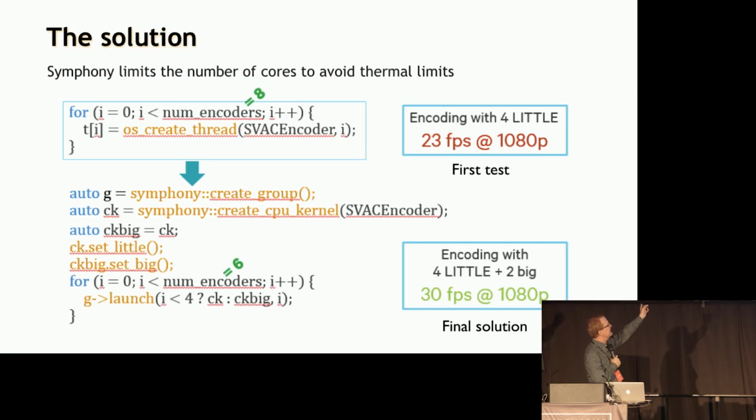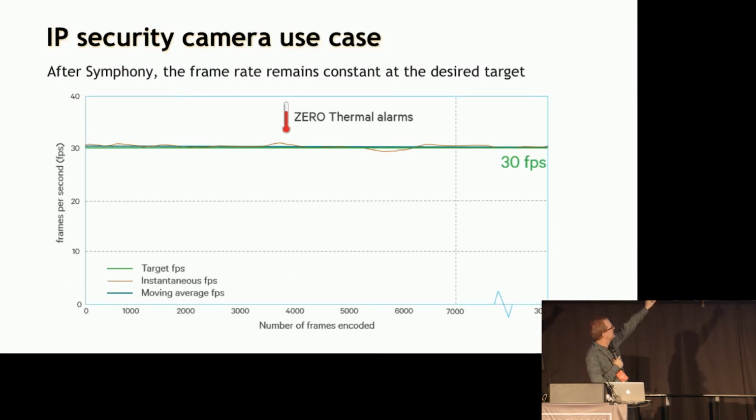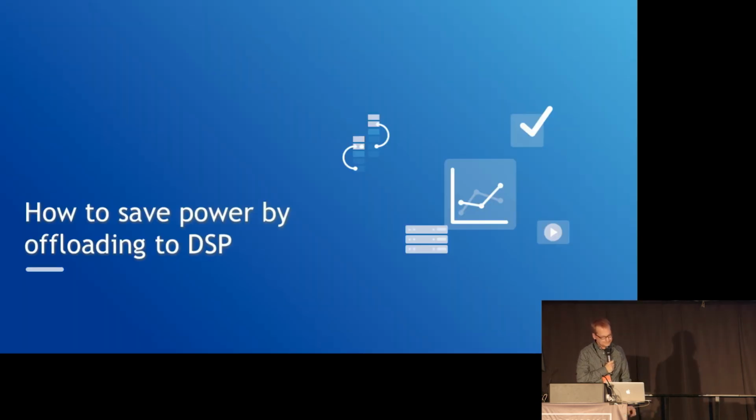Using Symphony, they tried a couple tests. First of all, they tried 4 little cores only. And they found that it solved the thermal problem. There were no more thermal alarms, but the frame rate was only 23 FPS. So with just a couple lines of change, they set it to use the 4 little cores and the 2 big cores. And they got a consistent frame rate of 30 frames per second, and they had no thermal limits. So it's a fairly simple fix.